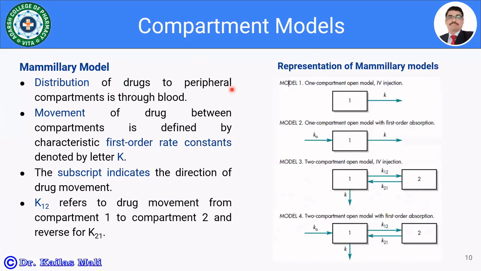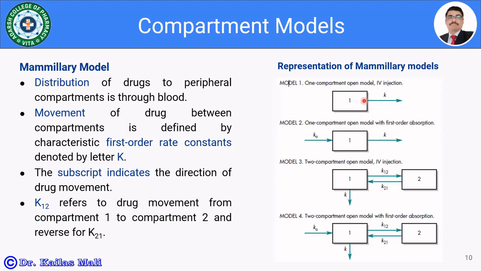The distribution of drug to the peripheral compartment is through the blood, that is from the central compartment. So here the movement of drug between the compartments is defined by a characteristic first order rate constant, which is denoted by the letter K. So here you can see once again in the figure. This is a central compartment, compartment number 1, and this is the one compartment open model, intravenous bolus administration. So we are putting the drug directly into the systemic circulation, and there is only one rate constant, for the excretion or the elimination of the drug.